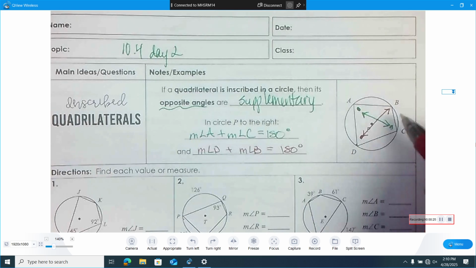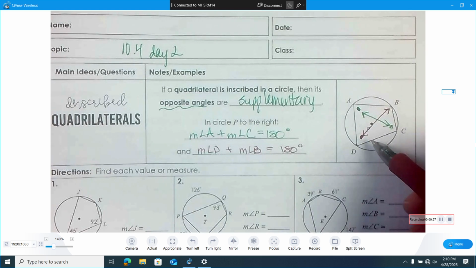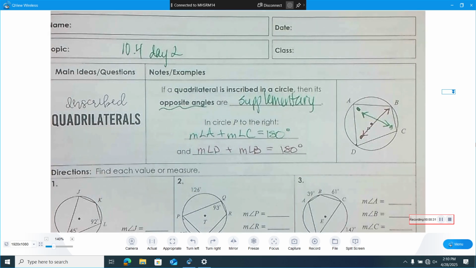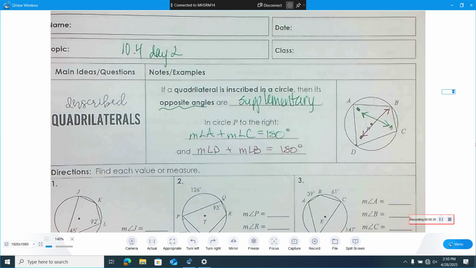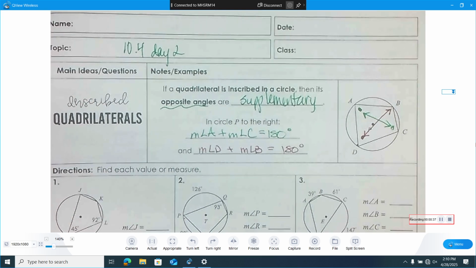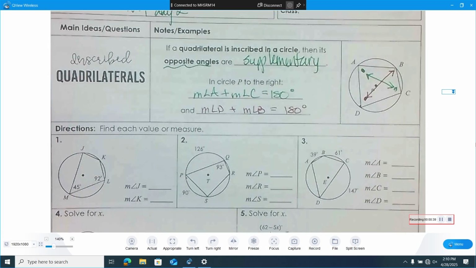We had been talking about quadrilaterals before, specifically parallelograms. Consecutive angles are supplementary in parallelograms, but this is not a parallelogram necessarily. Let's look at number one.